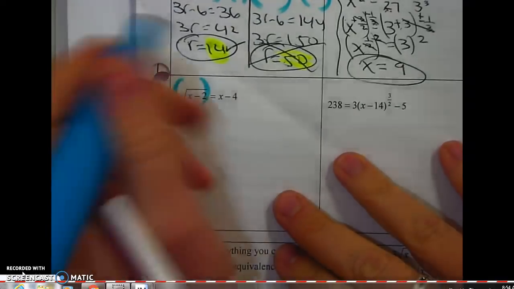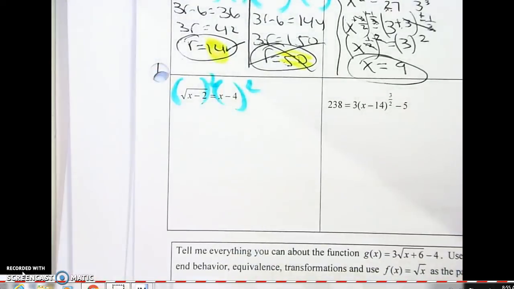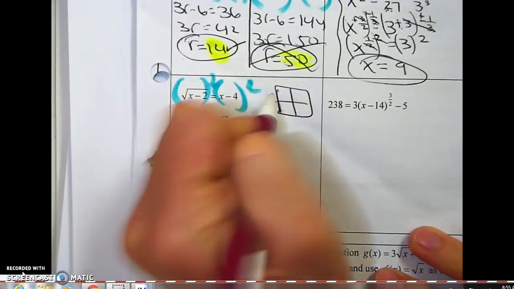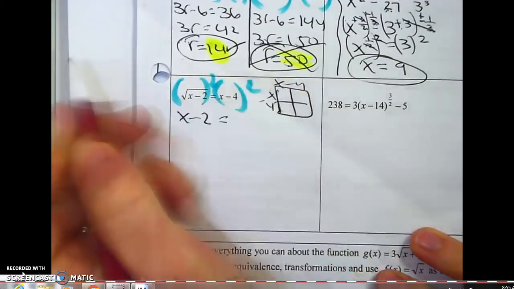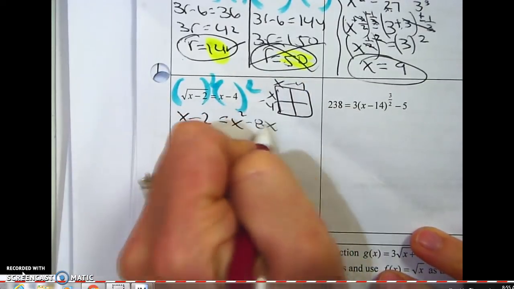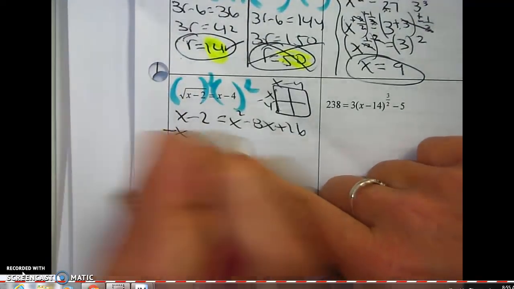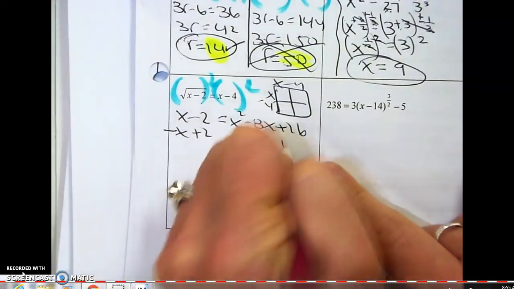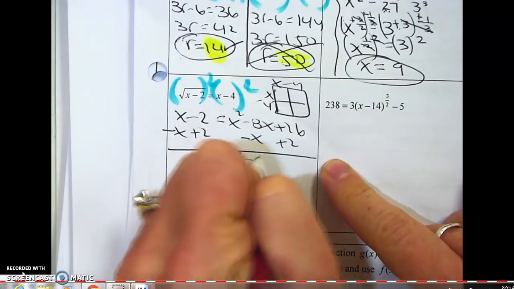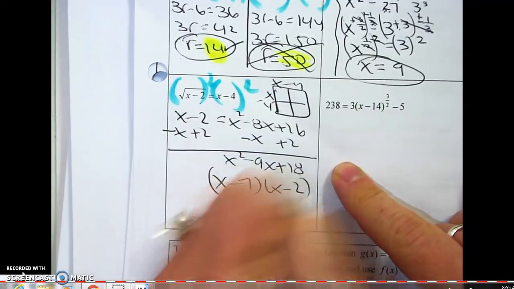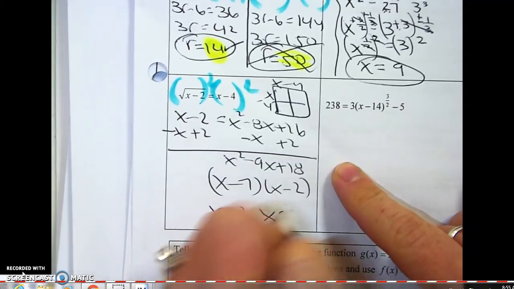Square it. The square eliminates the left. On the right, I box it out. X minus 4, x minus 4, which is x squared minus 8x plus 16. Now, whenever I have a squared, I set it equal to 0. So do the opposite. I'm left with x squared minus 9x plus 18, x minus 7, x minus 2, x equals 7, x equals 2.